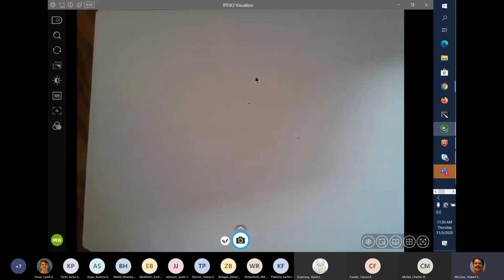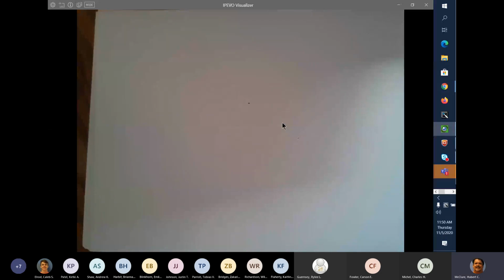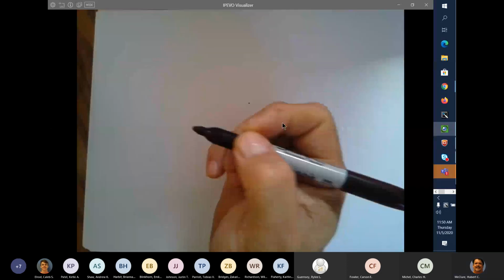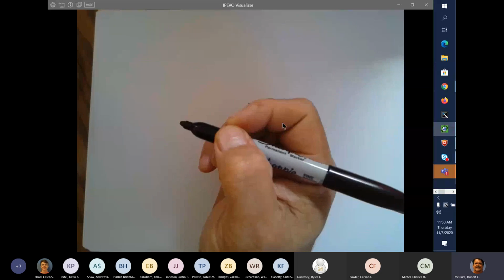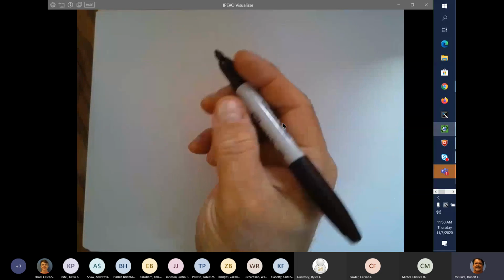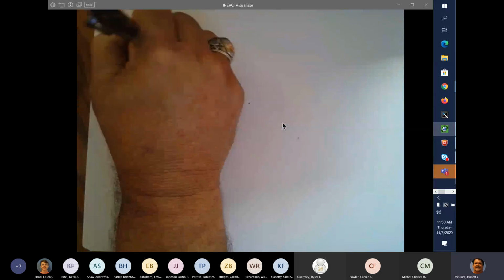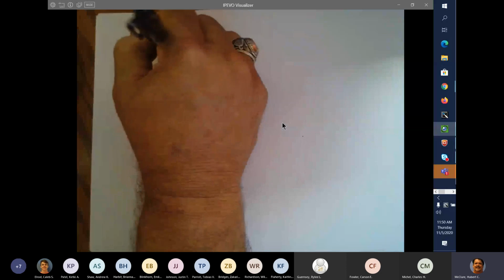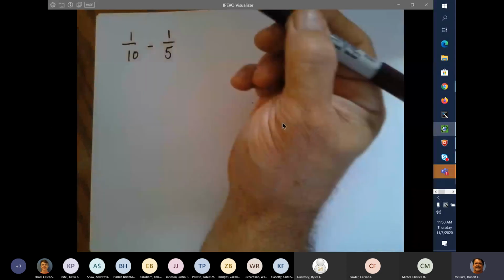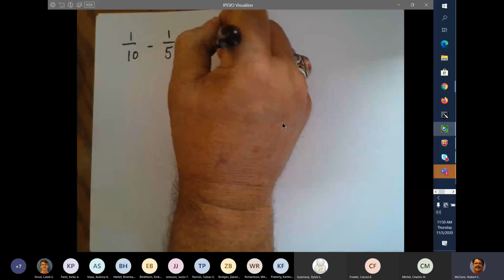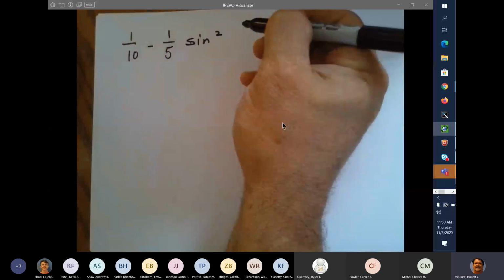All right, one question says this. It says use an identity to write the following expression as a single trigonometric function. 1/10 minus 1/5 sine squared of 51.3 degrees.